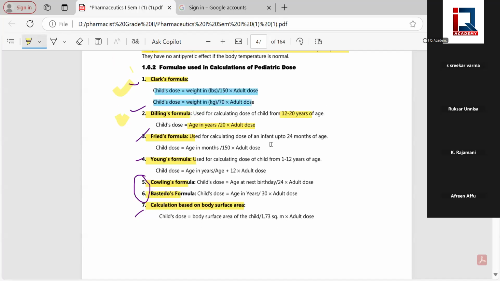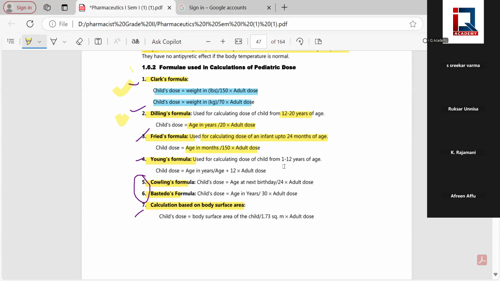Fried's formula is used when the child is very small, an infant less than 24 months of age, that is, less than 2 years. Age in months divided by 150 into adult dose, right?